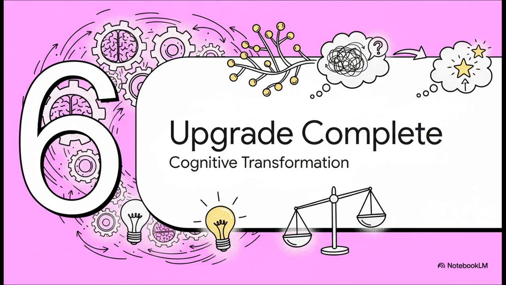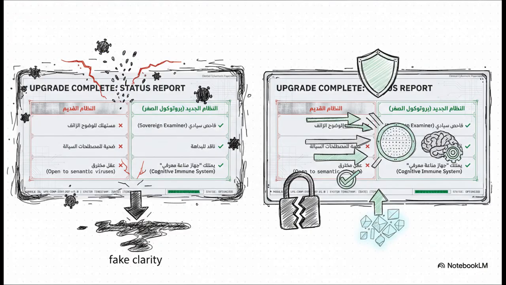Completing this process brings about a huge transformation in how you interact with the world. So let's check out the final before and after status report. And wow, this shift is just laid out so clearly here. On the left, you've got the old system. You're a passive consumer of fake clarity, completely vulnerable and wide open to these semantic viruses. But then look at the right. That's the new system, running Protocol Zero.